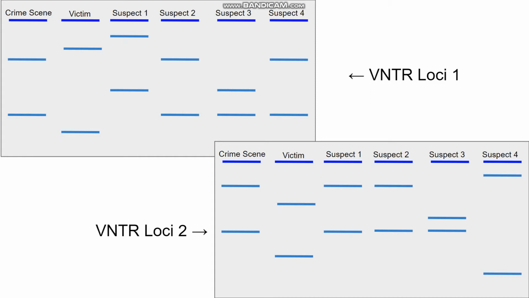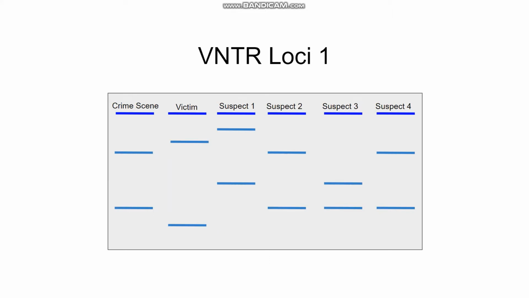The DNA sample is taken to forensics and they are able to create a DNA fingerprint through gel electrophoresis. 2 different loci are fingerprinted, so we have 2 profiles to examine. If we look at loci 1, we see that on the far left we have the crime scene followed by the victim and the 4 suspects.